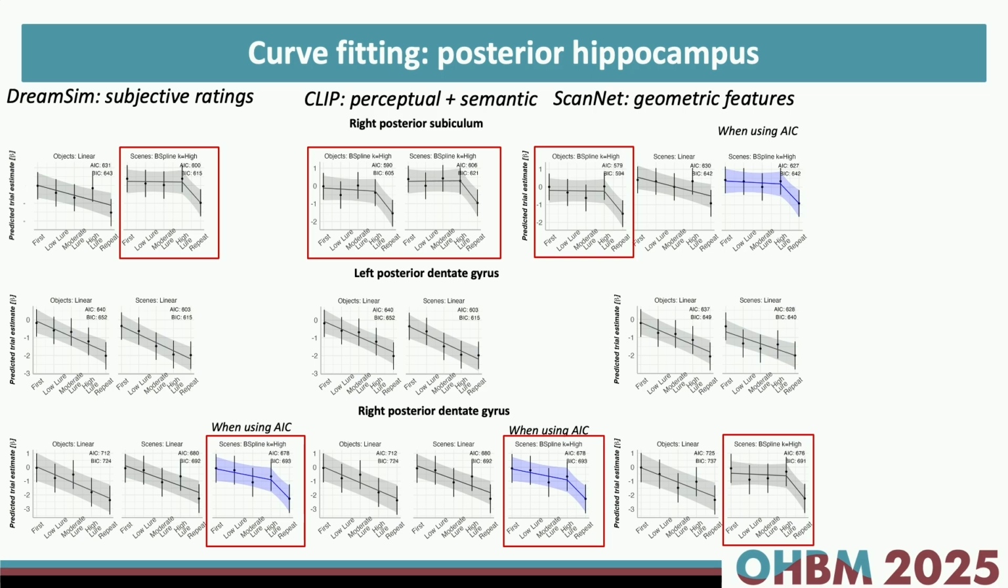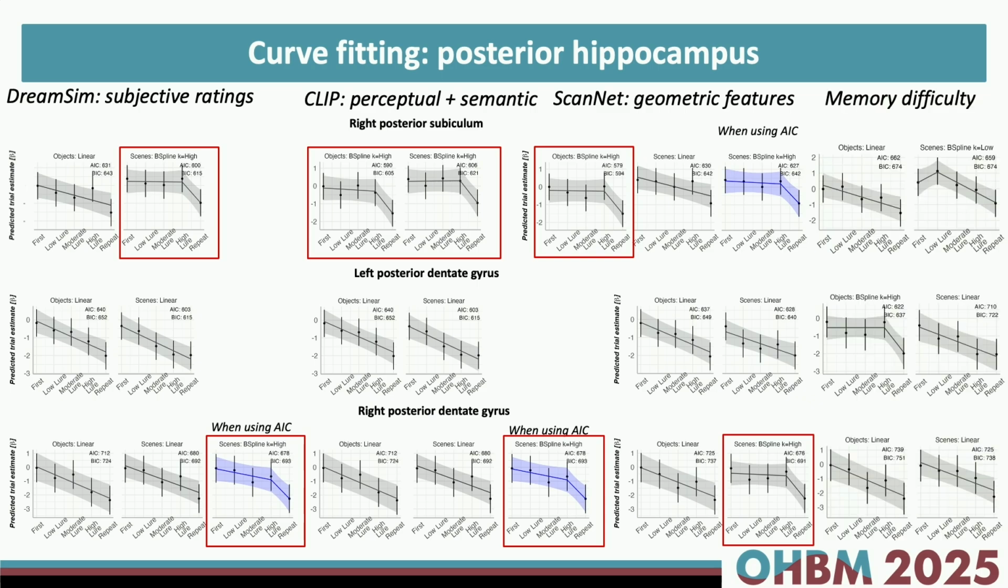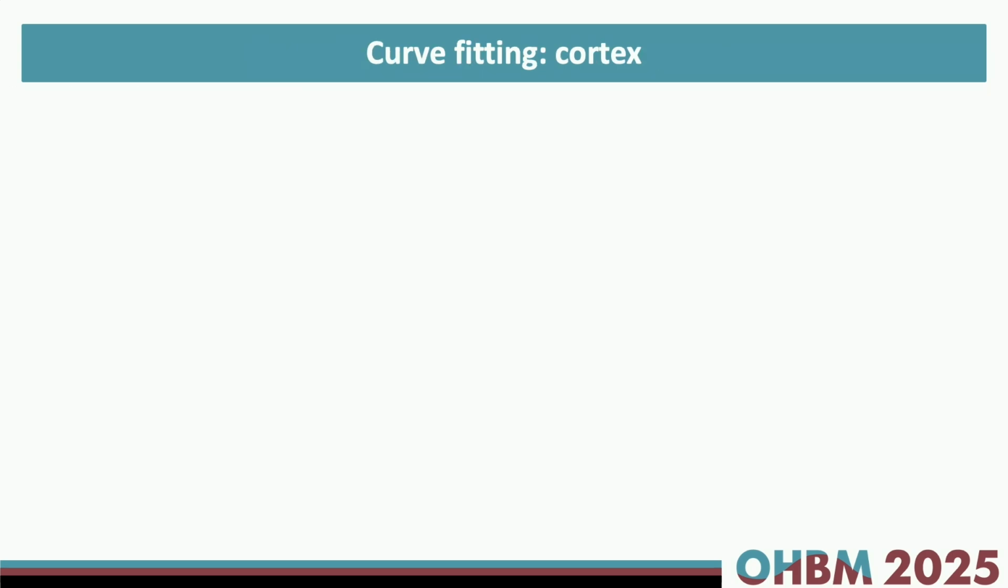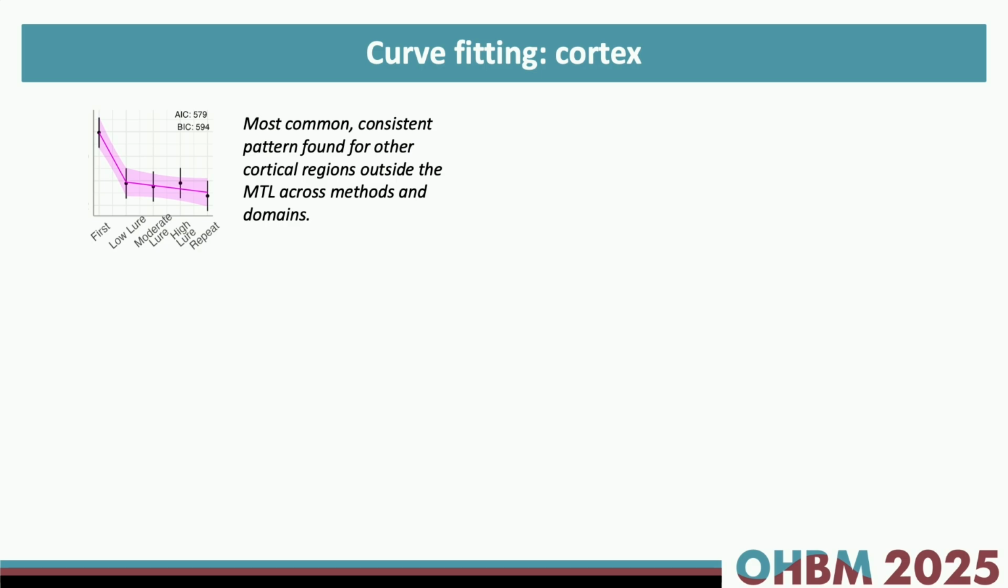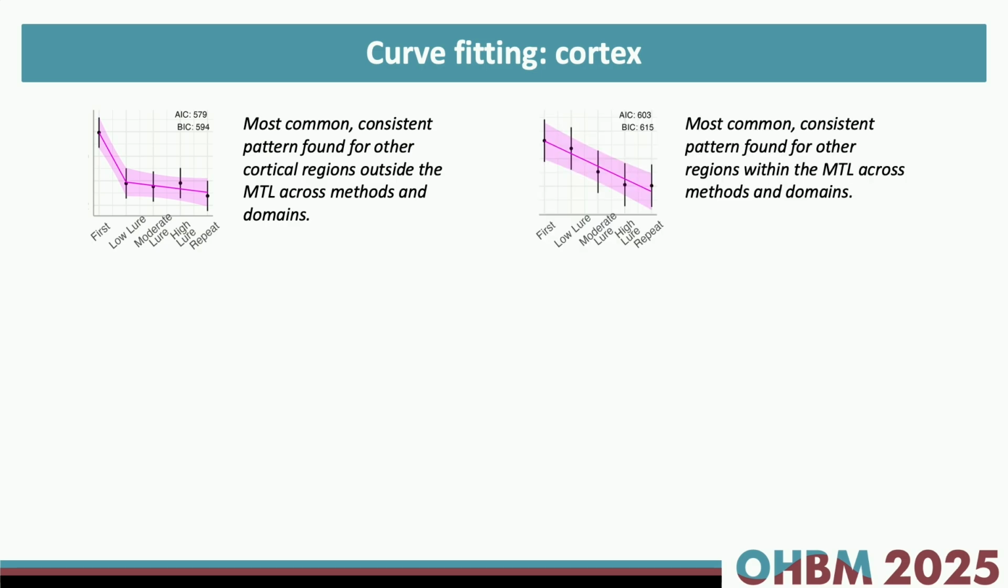So how does that match up with what we can see in memory? This actually is somewhat counter to what we see for the object. So here it seems to be driven more by the actual memory difficulty than for scenes, these other memory-independent features, so some differentiation. When we're looking at the cortex, most regions outside the MTL show this particular pattern, and most regions inside the MTL show a higher resistance to pattern similarity between lures and targets.